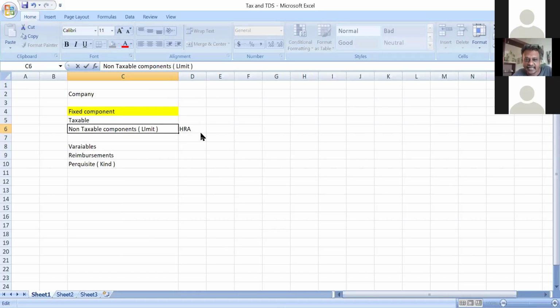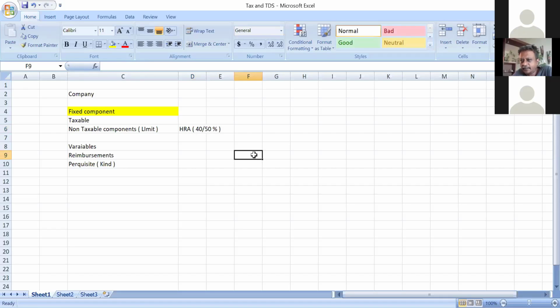No, the HRA limit is 40% of salary versus 50% of salary, depending on the city. For metros it's 50%; for non-metros, 40% of your salary can be paid as HRA. So that's a big component. Then the smaller components: conveyance has been removed, medical has been removed. Standard deduction right now is 50,000, I think. Those two have been merged into one non-taxable standard deduction.